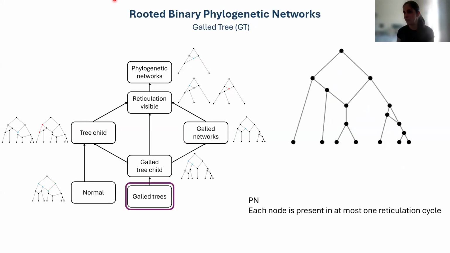And the simplest type of phylogenetic networks are Gal trees, and they are just phylogenetic networks where every node is present in at most one reticulation cycle. And we see that these other types of networks are not Gal trees. We see here these nodes appear in two reticulation cycles and this one as well.